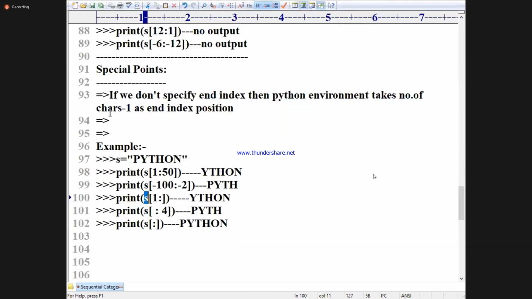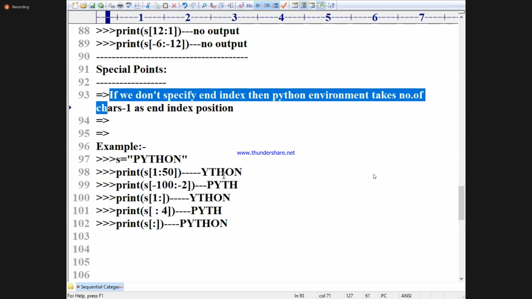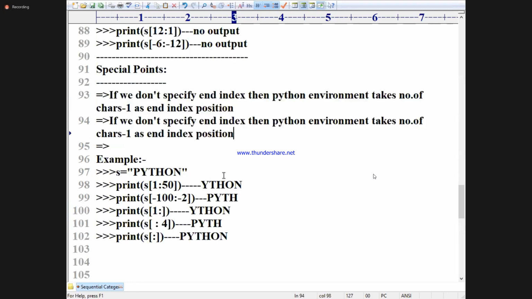Here this is one point. The next point: if we don't specify the begin index, then the Python environment takes 0. 0 is nothing but the initial position, as the begin index. Are you okay? So index is nothing but position as well, you can say.